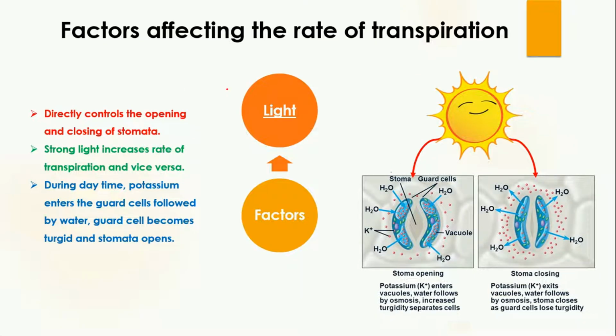The first factor that affects transpiration is light. Light directly controls the opening and closing of stomata. When the day is very hot and the sun is shining, it means the temperature is very high and the light is too much. It will increase the rate of transpiration, and when the light is very dull and there is less light, it will decrease the rate of transpiration.